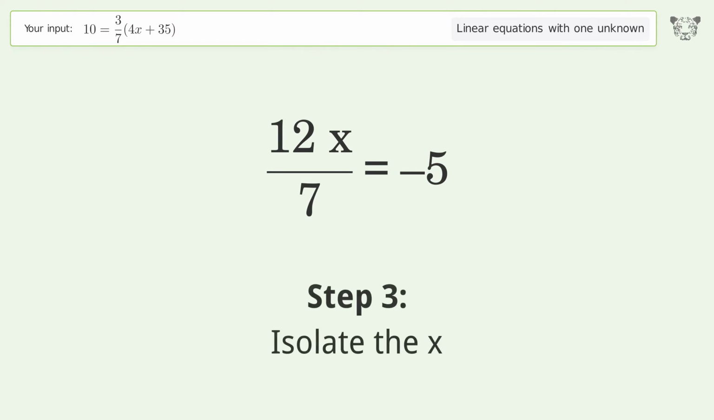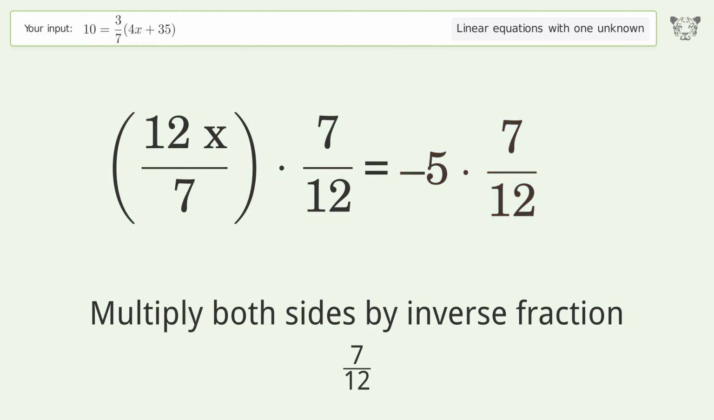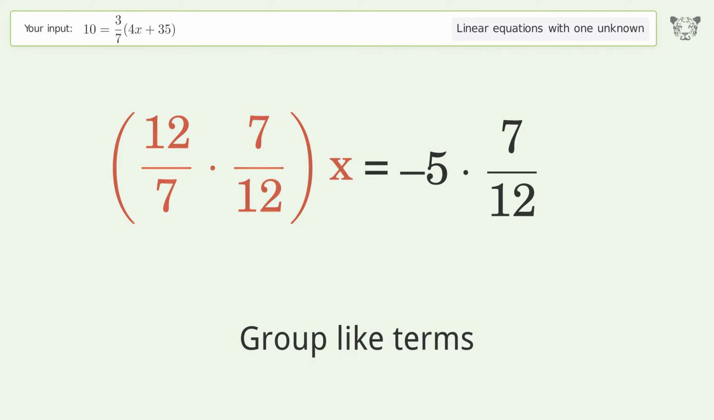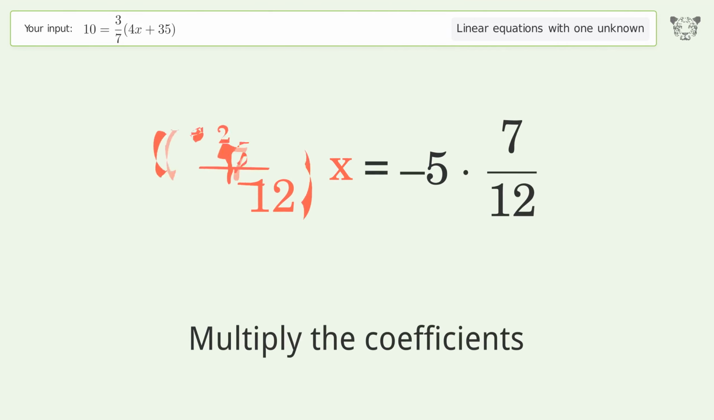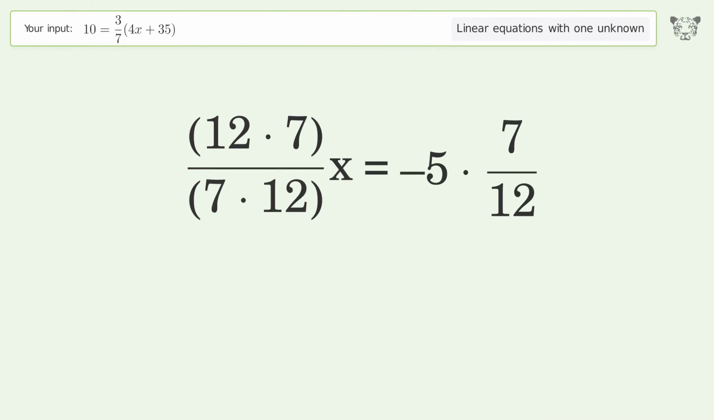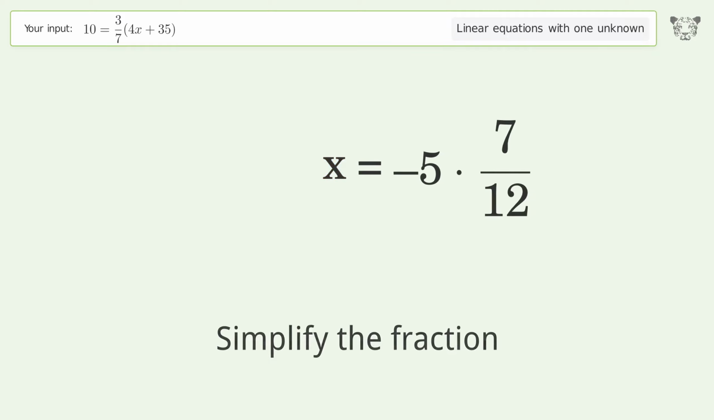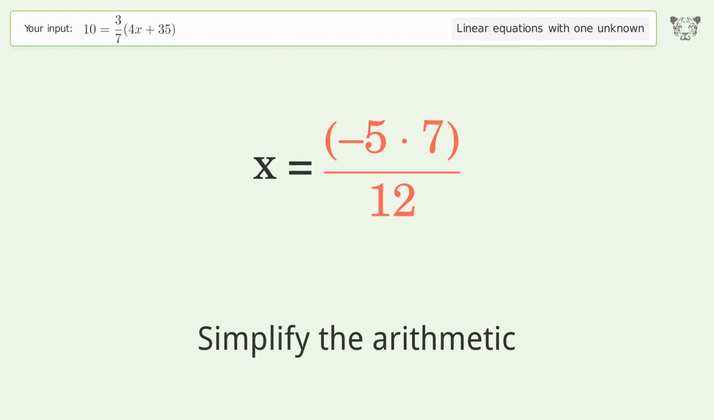Isolate the x. Multiply both sides by inverse fraction 7/12. Group like terms. Multiply the coefficients. Simplify the fraction. Multiply the fractions. Simplify the arithmetic.